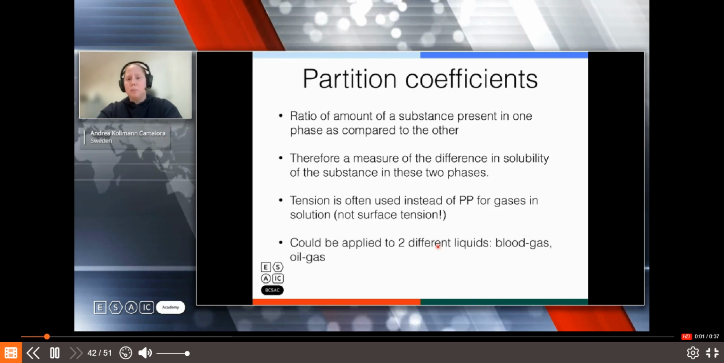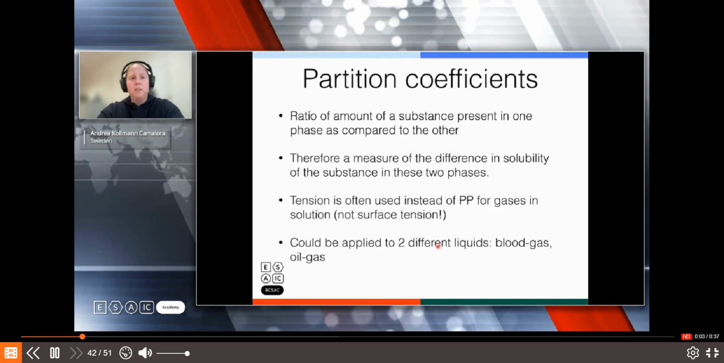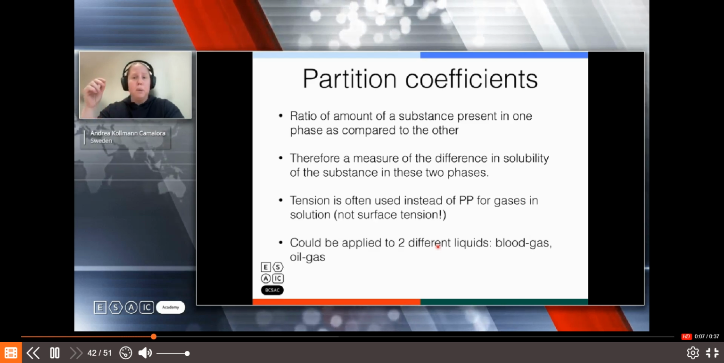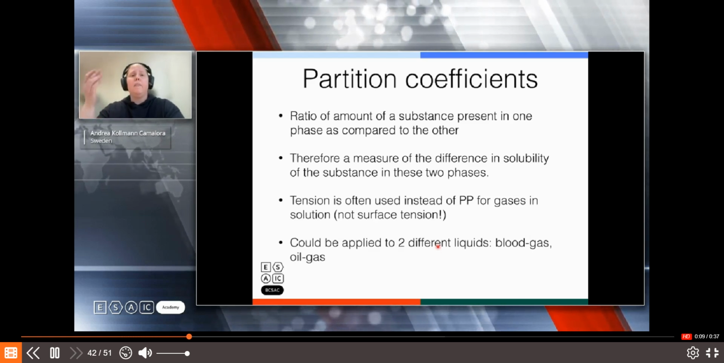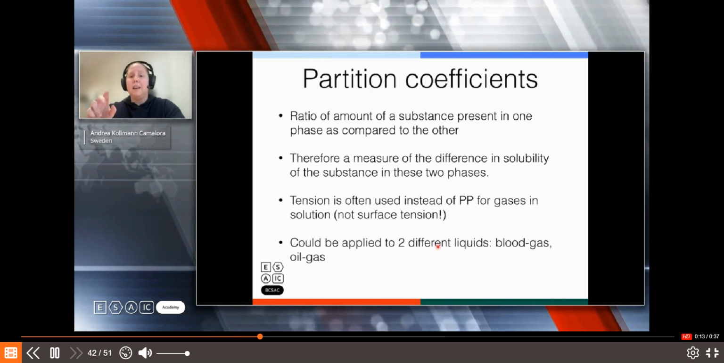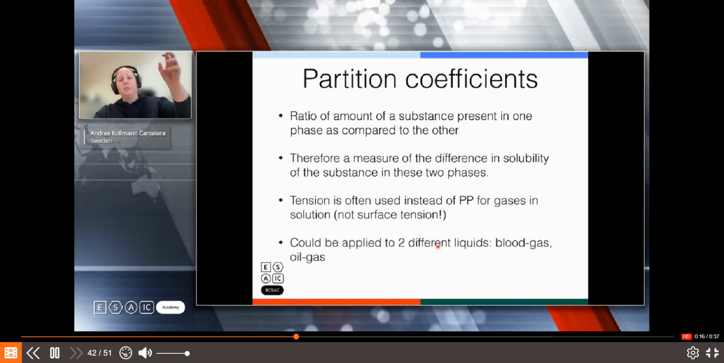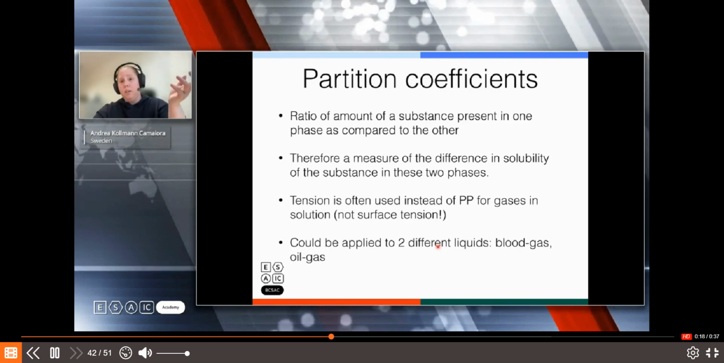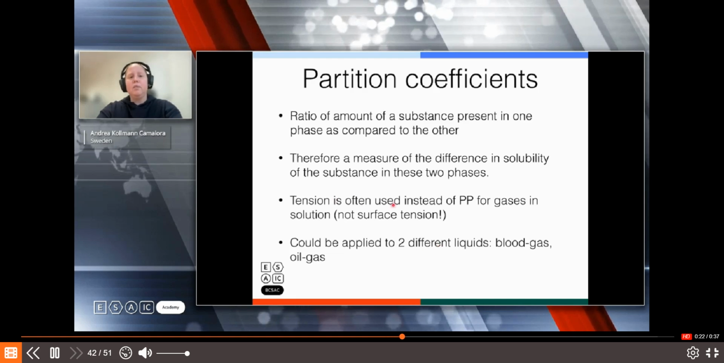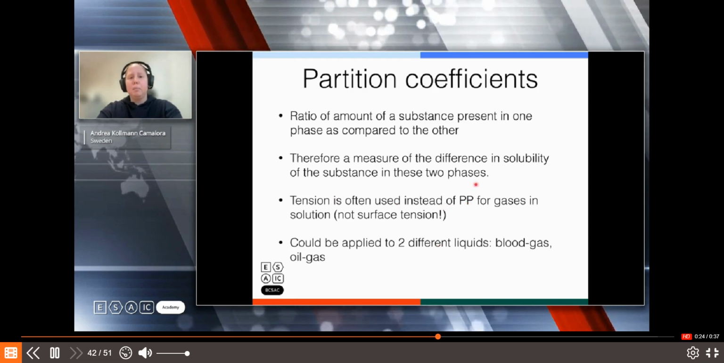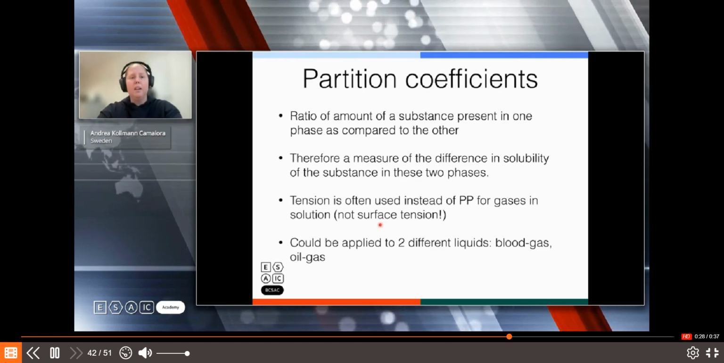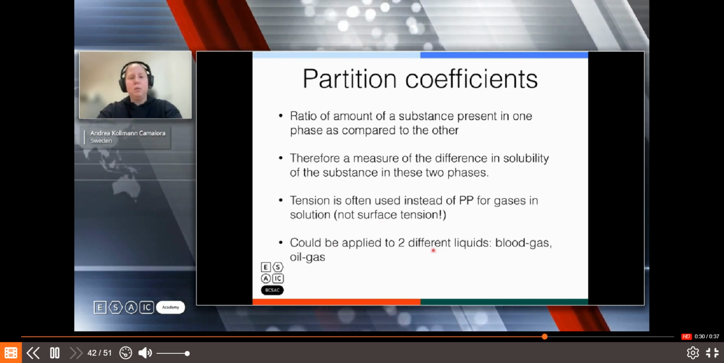Then we're going to just talk for a moment about partition coefficients, which is the ratio of amount of a substance present in one phase compared to another phase, and therefore a measure of the difference in solubility of the substance in these two phases. So how much dissolves in blood versus in oil, for example. And tension is often used to indicate partial pressure for gases in the solution, but beware, it's not surface tension. And it could be applied to two different liquids.